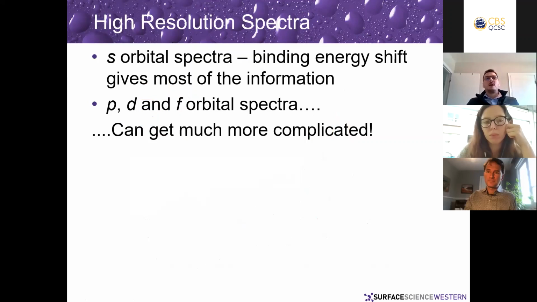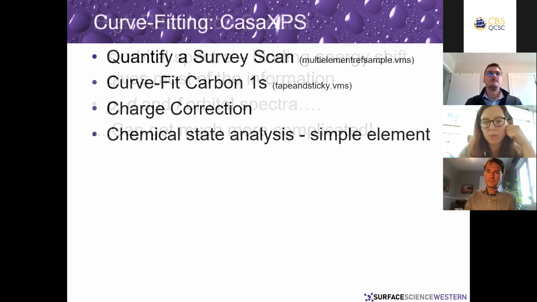So for high resolution spectra, that's a 1s peak. Generally, like I said, the binding energy shift gives you most of the information. For things with p, d, and f orbital spectra, it can get a lot more complicated for various reasons.